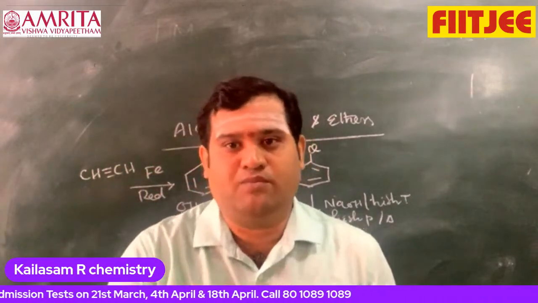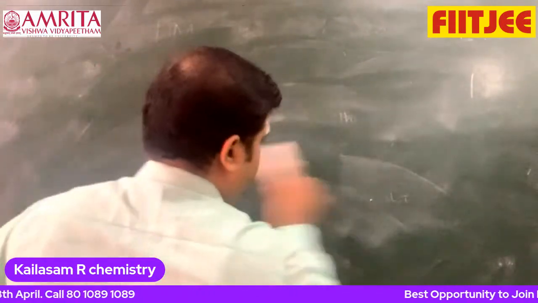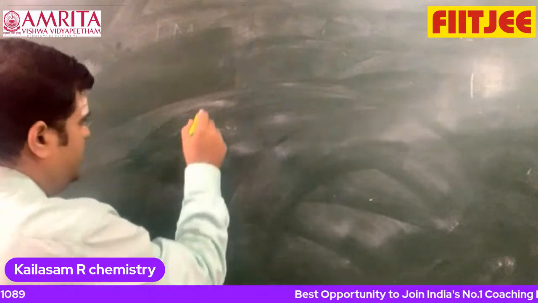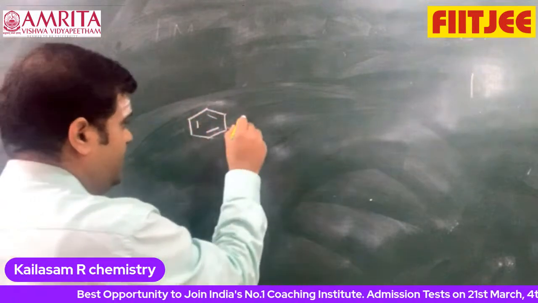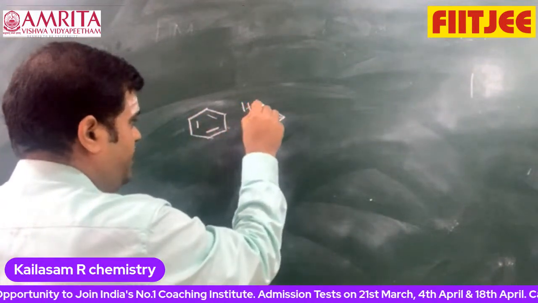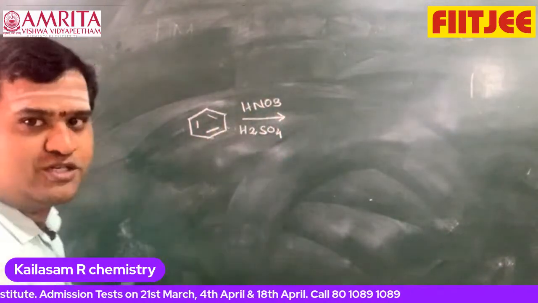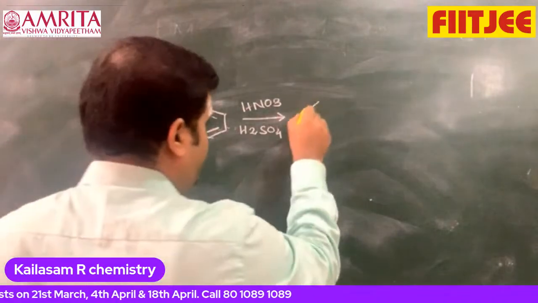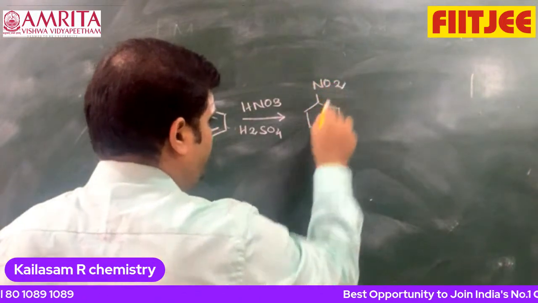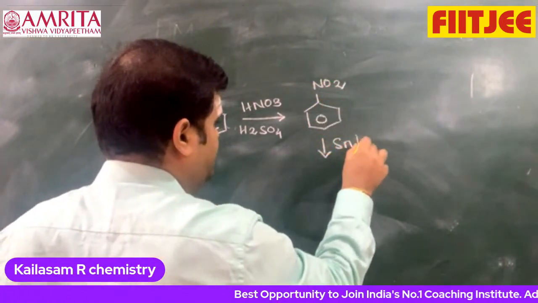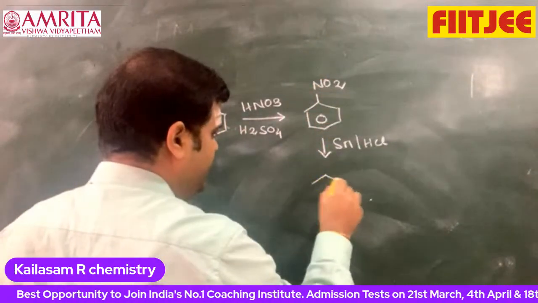How to prepare diazonium salts? Look at this. I'm taking benzene, and I'm using HNO3 and H2SO4. This process is called nitration. You are going to get nitrobenzene, NO2. In this I'm going to use a very important reagent, Sn/HCl. It's a reducing agent which reduces NO2 into NH2. I'm getting aniline.